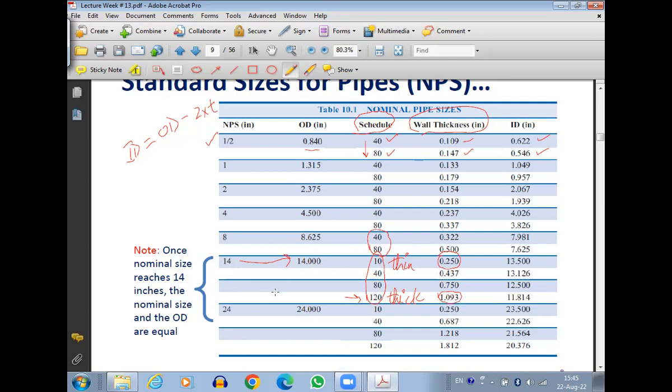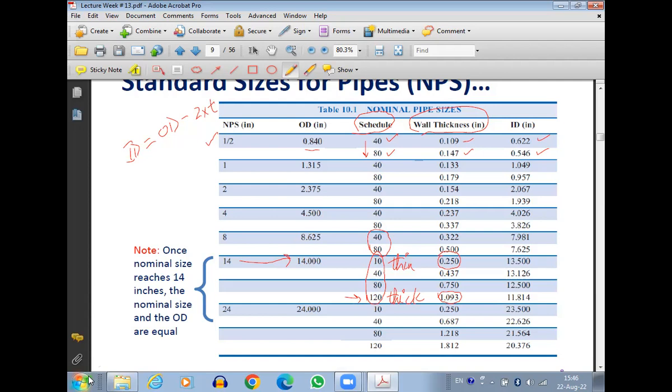So the point for you to memorize is that nominal pipe size is neither the inner dia nor the outer dia. It is a specific pipe size corresponding to which the pipes are available in the market. And the schedule refers to the thickness. The larger the value of the schedule, the larger the thickness. These are the points for you to remember. Another point to remember is that from 14-inch nominal pipe size onwards, the nominal pipe size is equal to the outer dia of the pipe. From 14-inch onward, not before that.